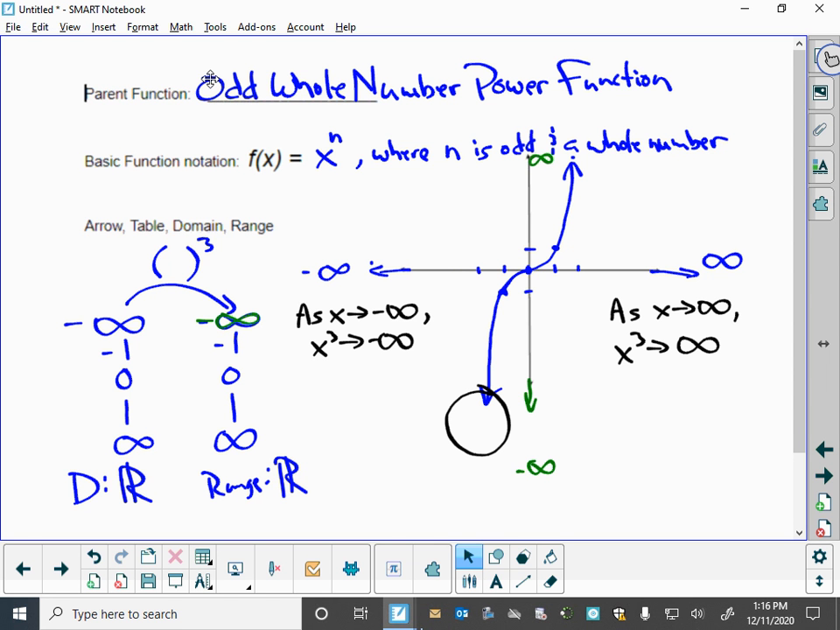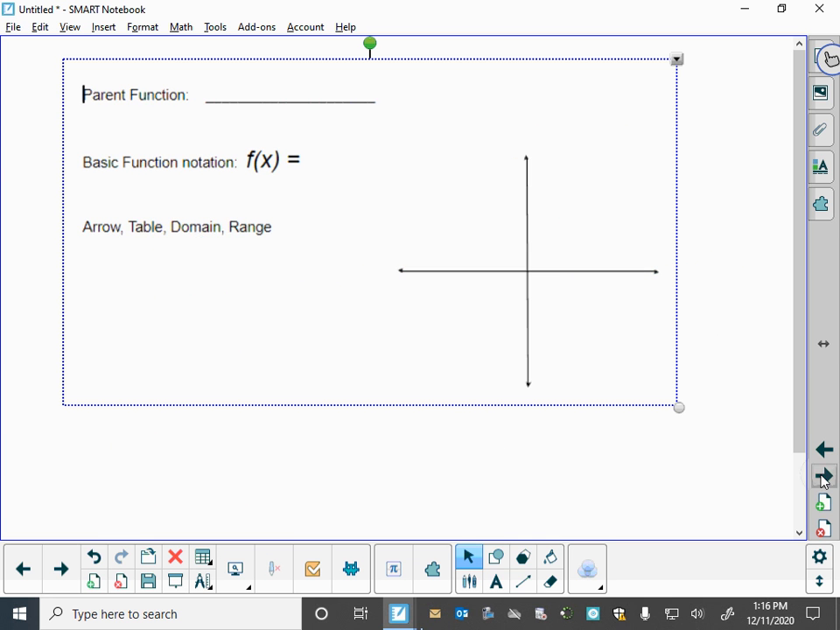So this is basically everything that there is to know about odd whole number power functions. There's not much else that we can do with those. And if we've got these odd whole number power functions, then we should probably also throw in some information about even whole number power functions. So let's do those as well. Even whole number power function.